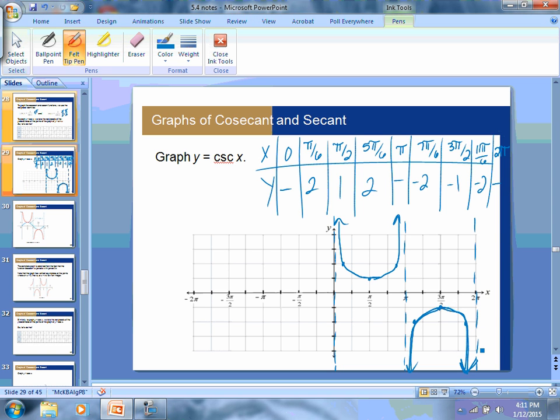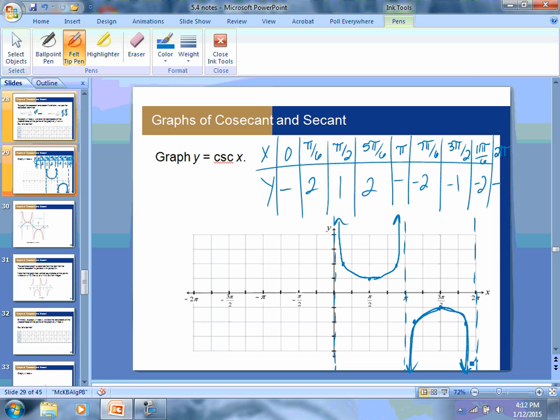Now, this is how the cosecant function is going to look, the basic one. It's going to have these little u's, or upside down u's, or like a lowercase n sort of. So it's going to have those shapes. It's like horseshoe shapes, I guess we could call them.